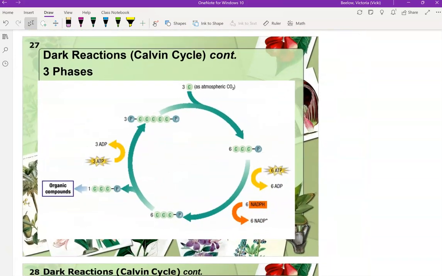So this is the Calvin cycle. It's very similar to the Krebs cycle. And we're going to break this down into 3 main steps. So you get this diagram on the test. I'm just going to be adding some stuff to this diagram. So we kind of have 1, 2, 3 phases that we're going to go through.